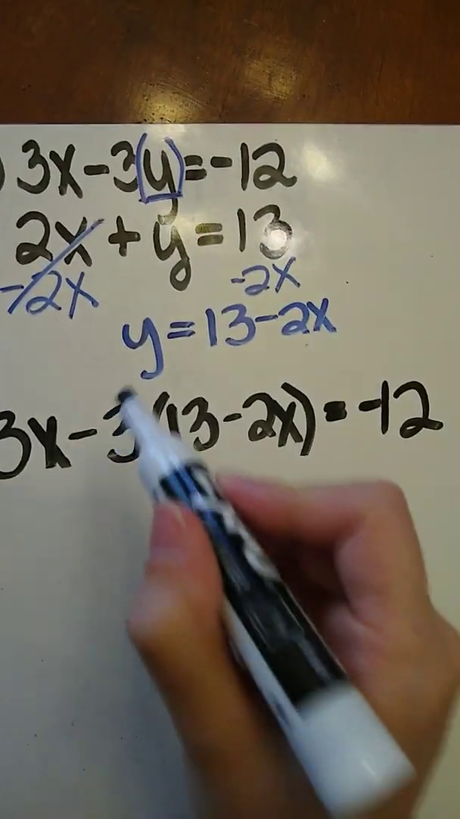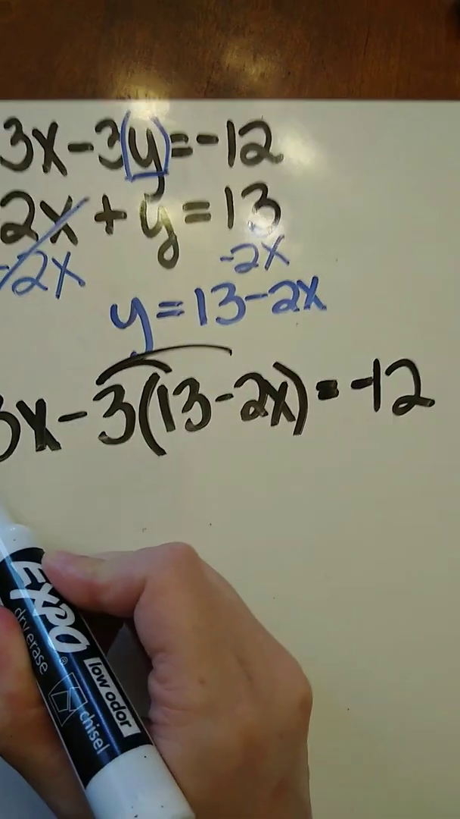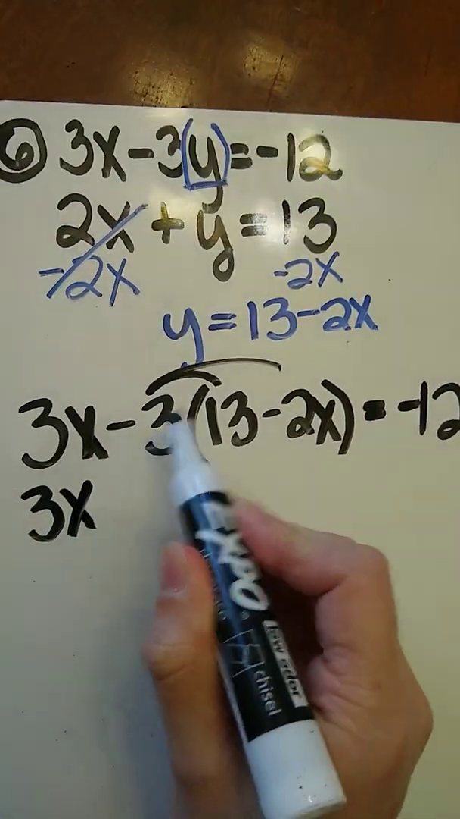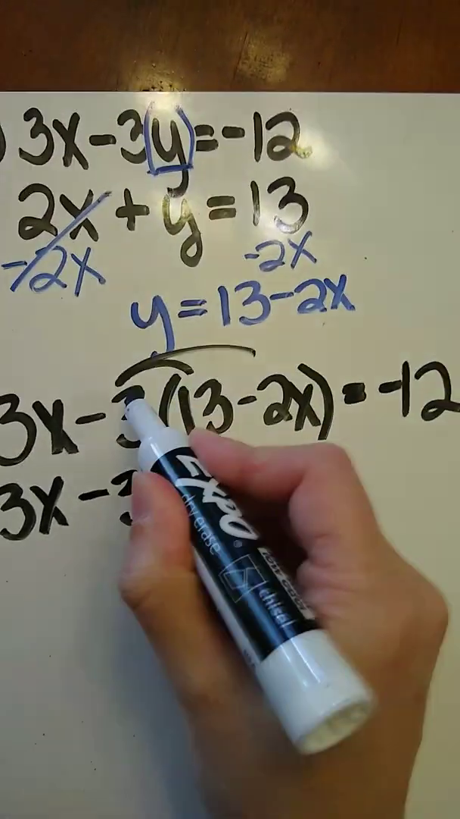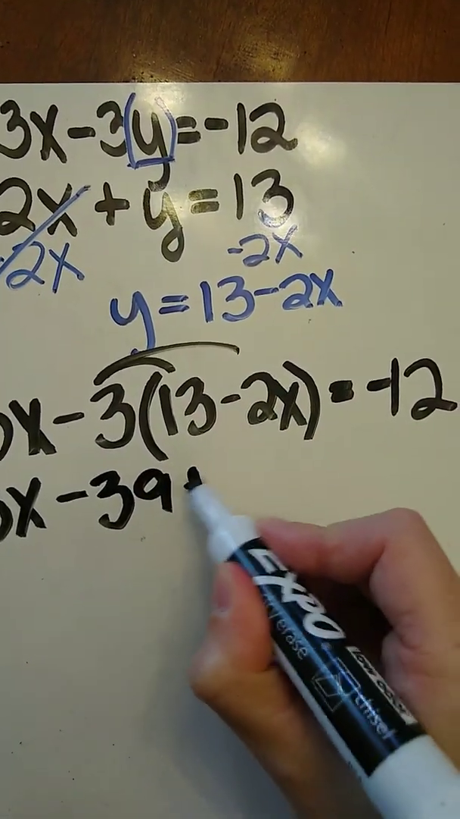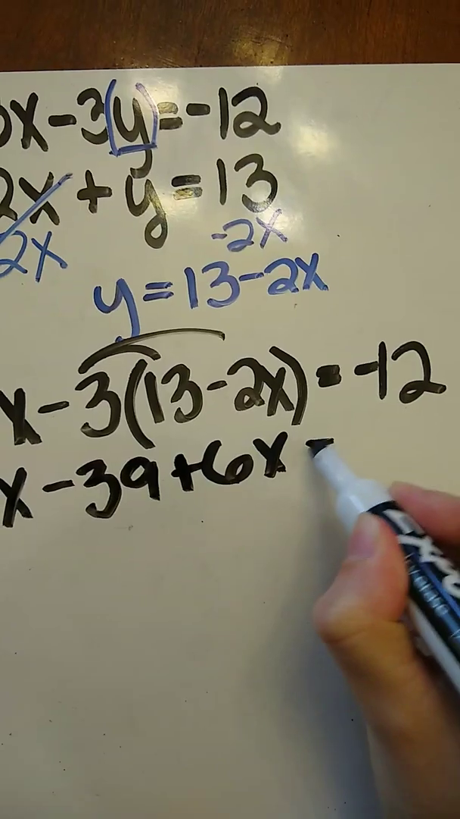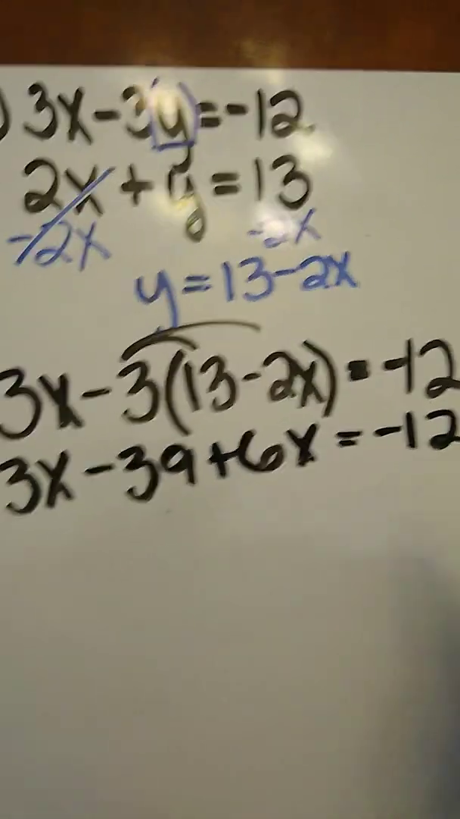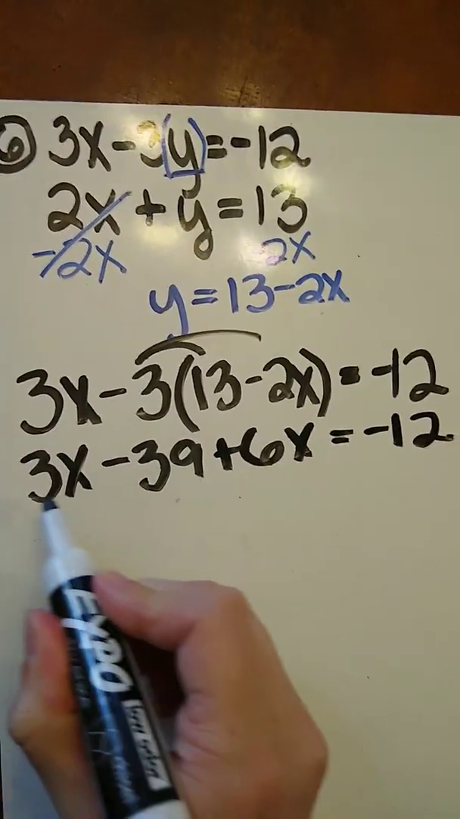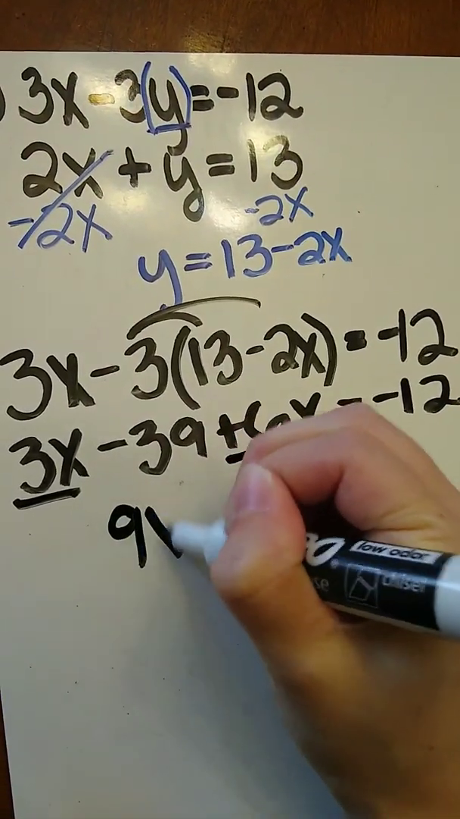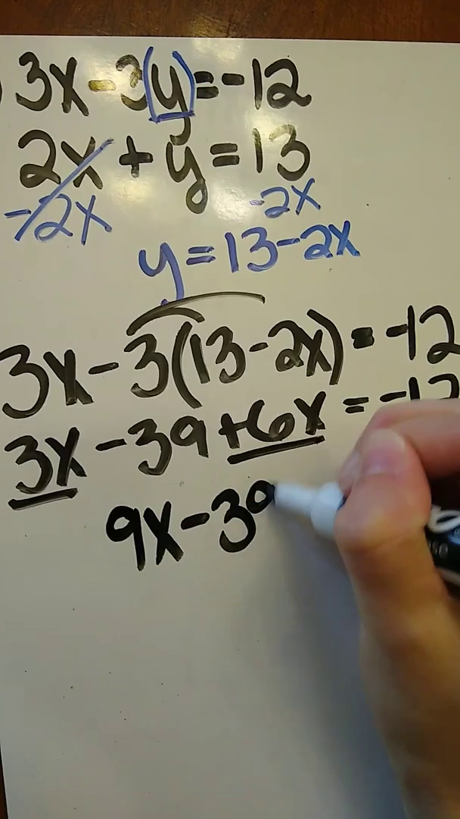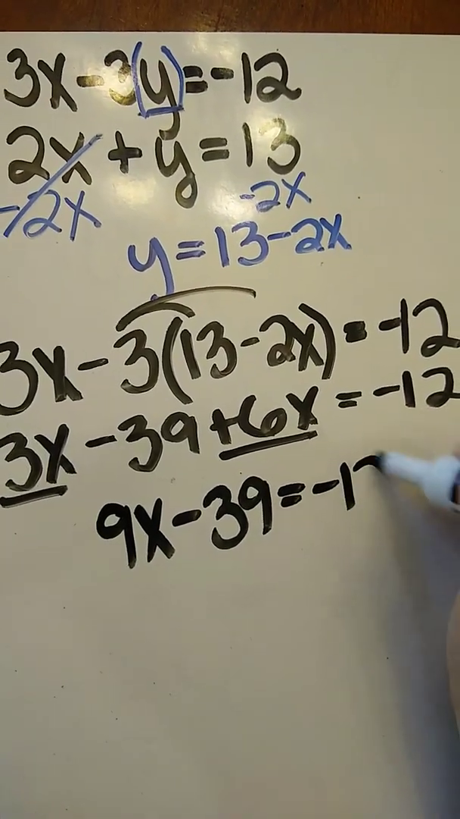At this point, I've got an equation that only has one variable, so I can solve it, which means that I need to distribute this negative 3, bring down the 3x. Negative 3 times 13 is negative 39. Negative 3 times negative 2x is positive 6x equals negative 12. Got to combine like terms. 3x plus 6x makes 9x minus 39 is equal to negative 12.